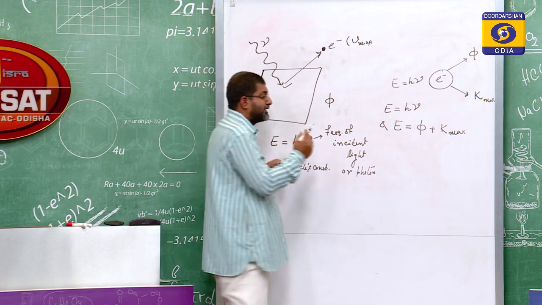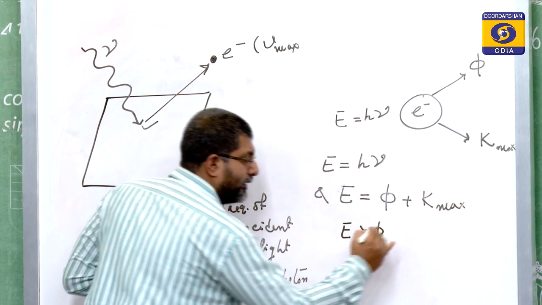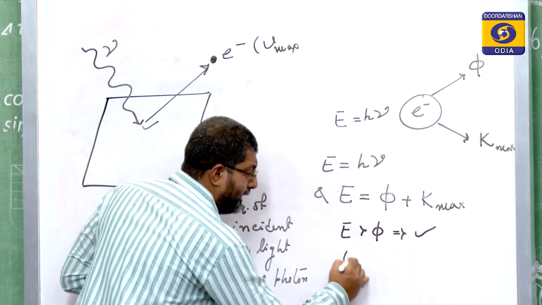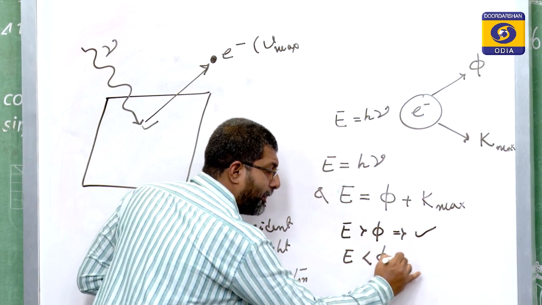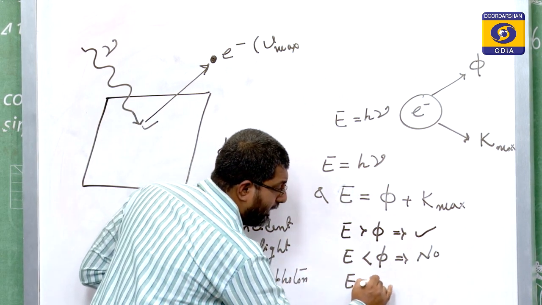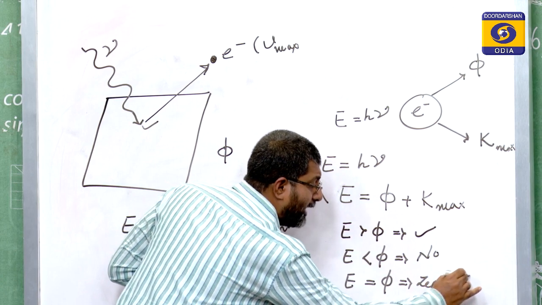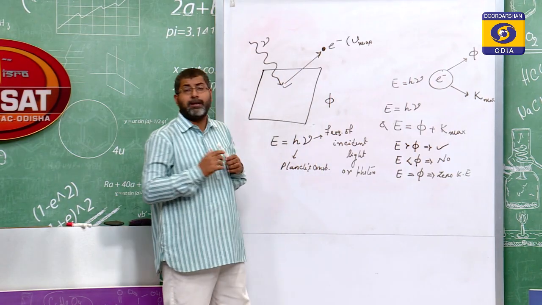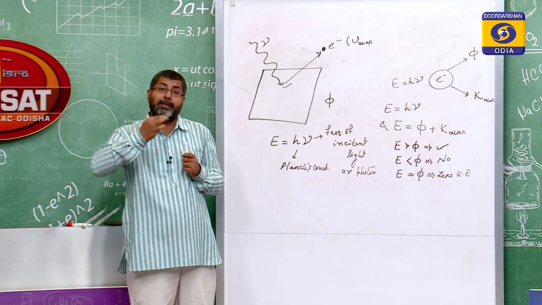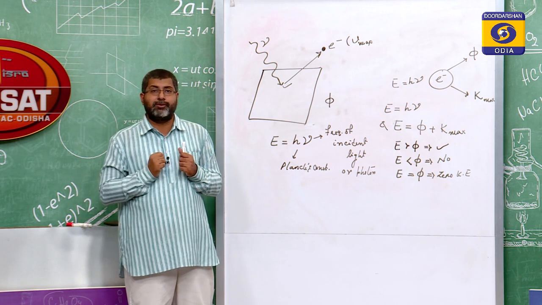That means we can say that if E is greater than phi, then there is certain kinetic energy. If E is less than phi, no emission occurs, and if E equal to phi, then electrons are just emitted with 0 kinetic energy. And with this idea, we are now interested to find out what is the kinetic energy of the emitted electrons.